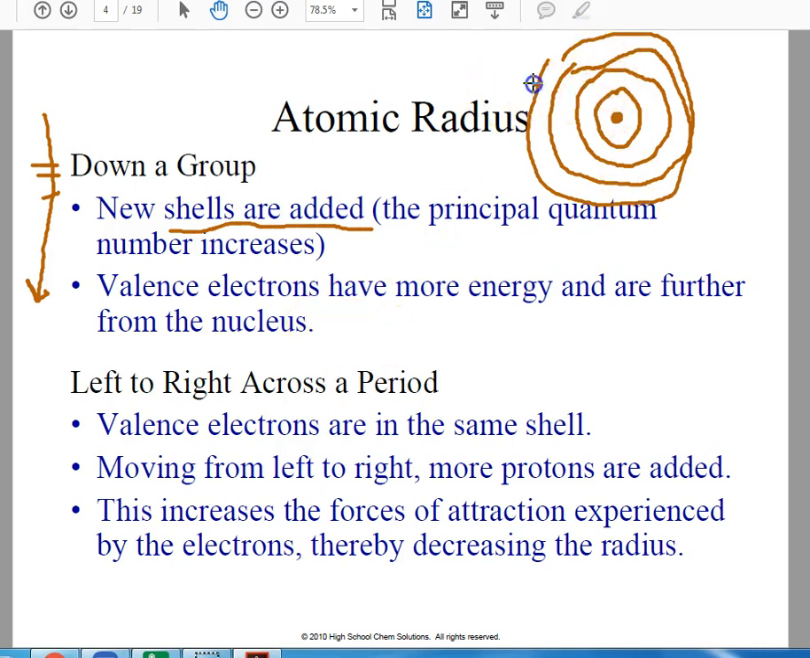So the valence, the outer electrons, which is where we're measuring from for our radius, those outer electrons have more energy and are further from the nucleus than the row before. So that was pretty self-explanatory.